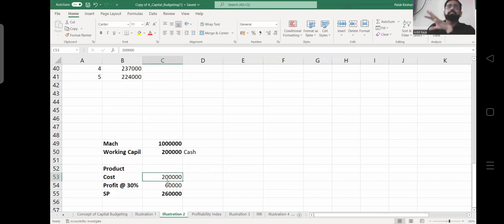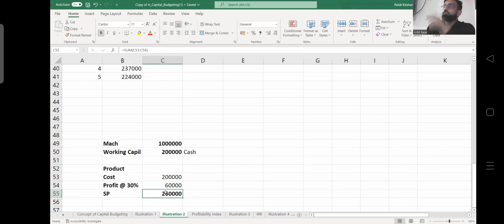जो 2 लाख रुपए आपने cash invest किया था business में, उस कैश से आपने क्या किया, रॉ मटेरियल बाय किया, पे की, कुछ अदर ओवरहेड्स इंकर किया और आपने एक प्रोडक्ट मैन्युफैक्चर किया 2 लाख रुपए का. Now you're selling this product in market by charging 30% profit, right? So what is the profit? Profit amount is 60,000, and in total you will be able to sell this product at 2,60,000 rupees, right? You will be able to sell this product at 2,60,000 rupees.